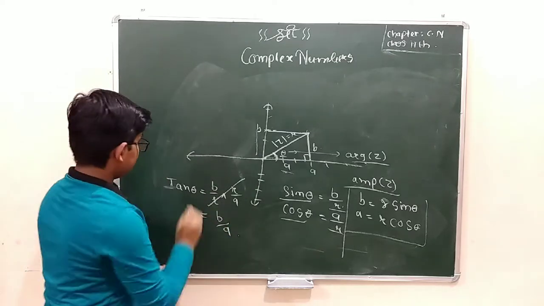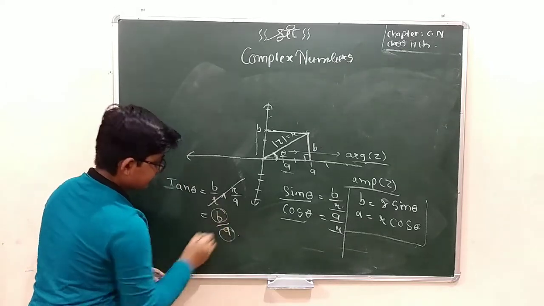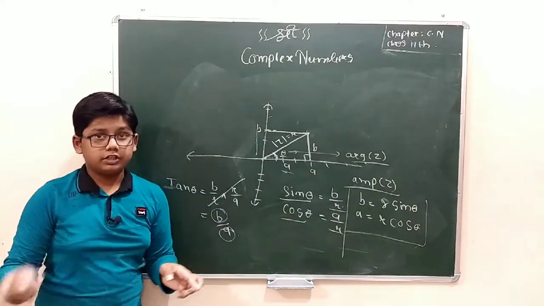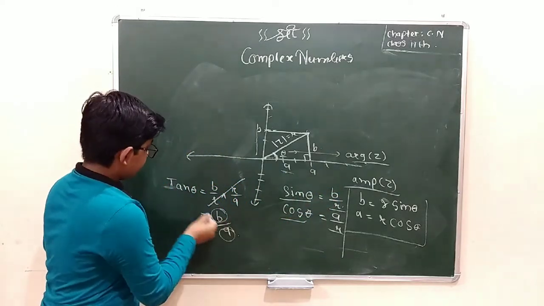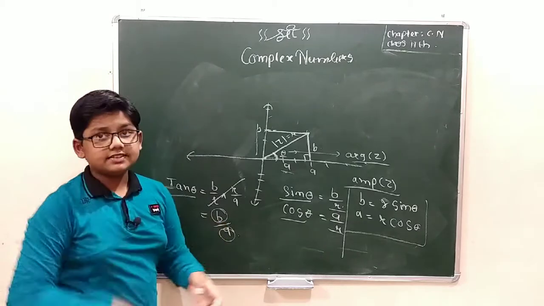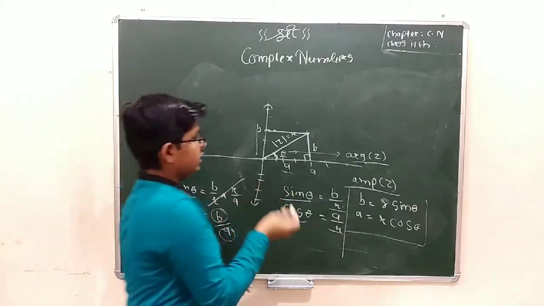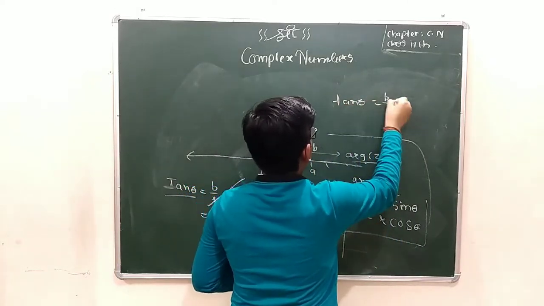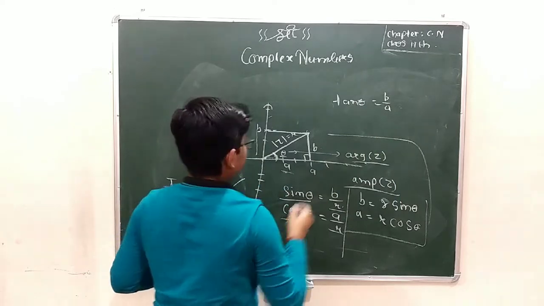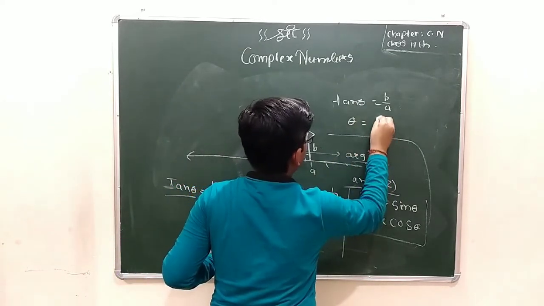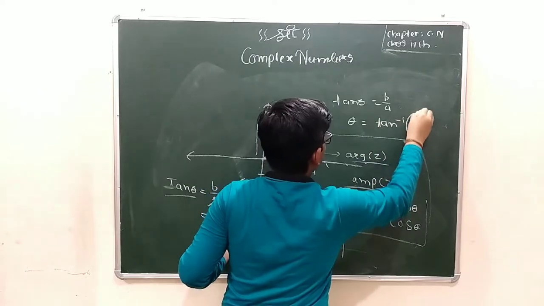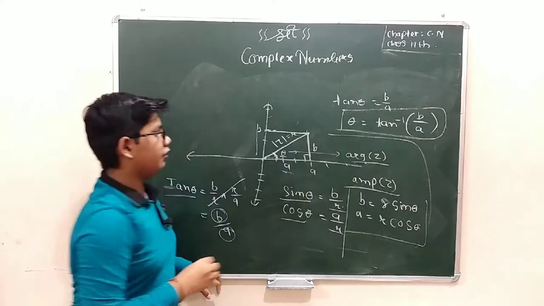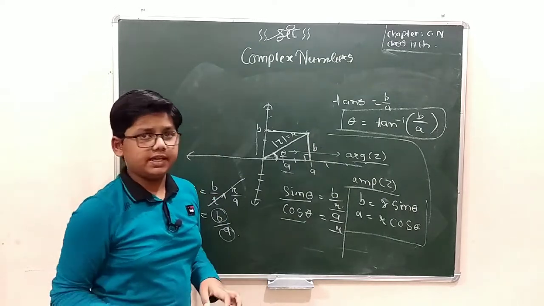So now we can see over here, this is b and this is a. What is a? Real part of z. What is b? Imaginary part of z. We have represented that tan theta is equal to b by a. What is theta then? Using inverse trigonometric functions, tan theta is equal to b by a, which means that theta is equal to tan inverse of b by a. This is the formula for the argument, tan inverse of b by a.